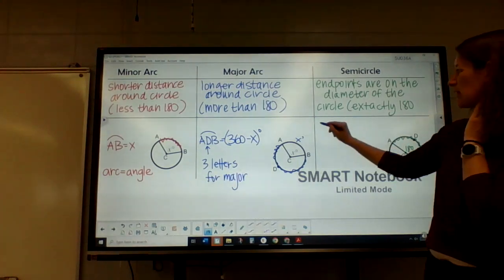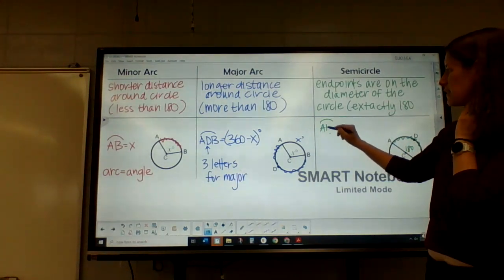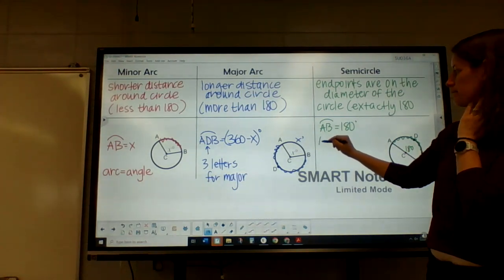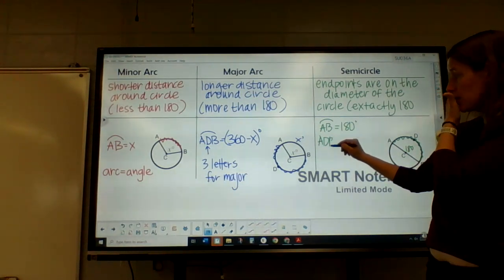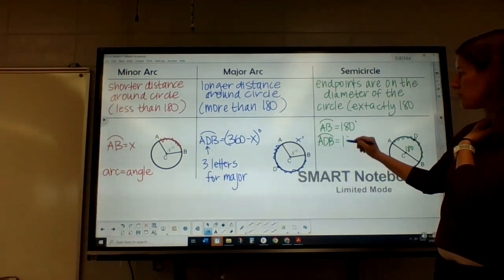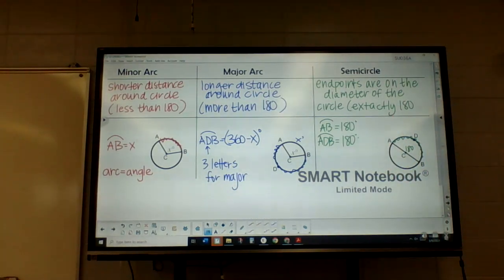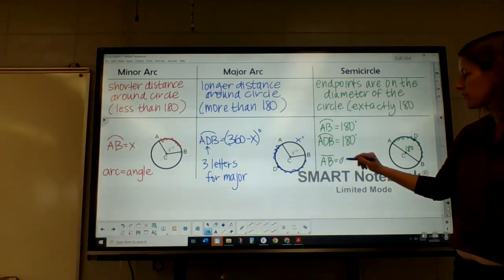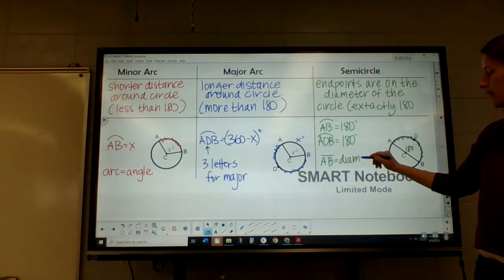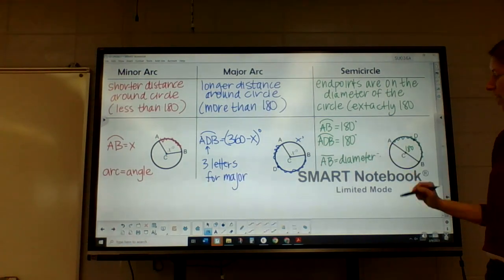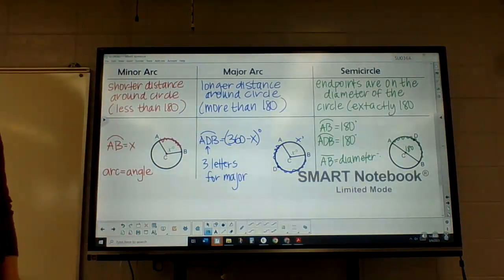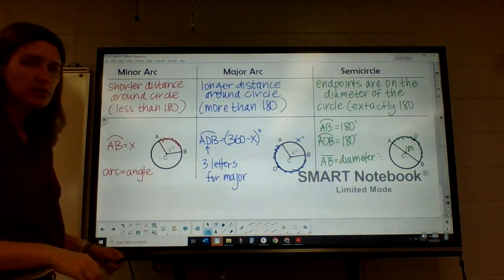And we don't need to use the third letter, we could call it like this. If you want to be more specific, so you want to know which way we're going, you could use the third letter, it's fine. It's optional. And we know this because AB is the diameter of the circle. And remember, last class we talked about the diameter being straight across through the middle. So that's our semicircle.